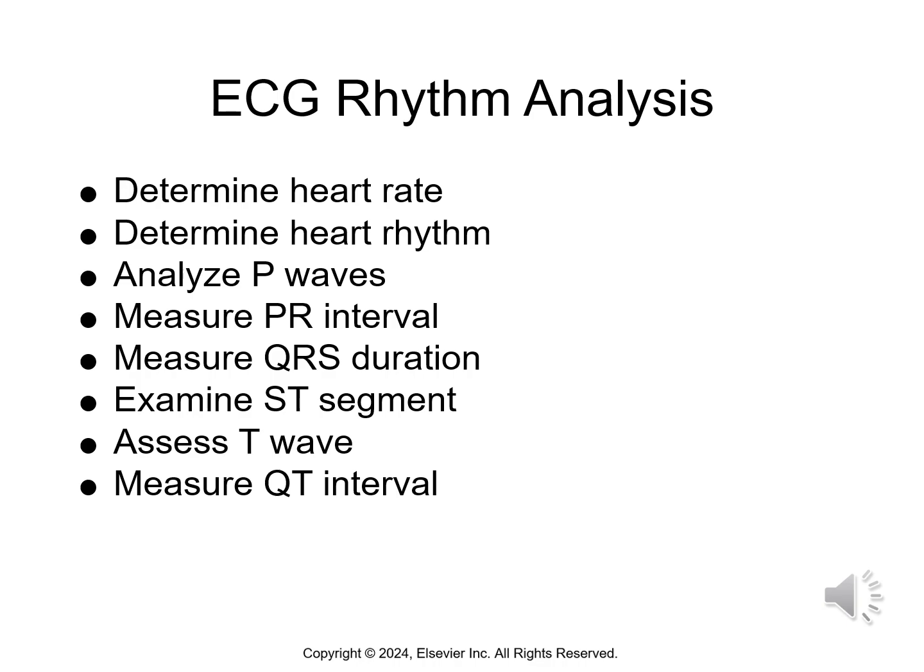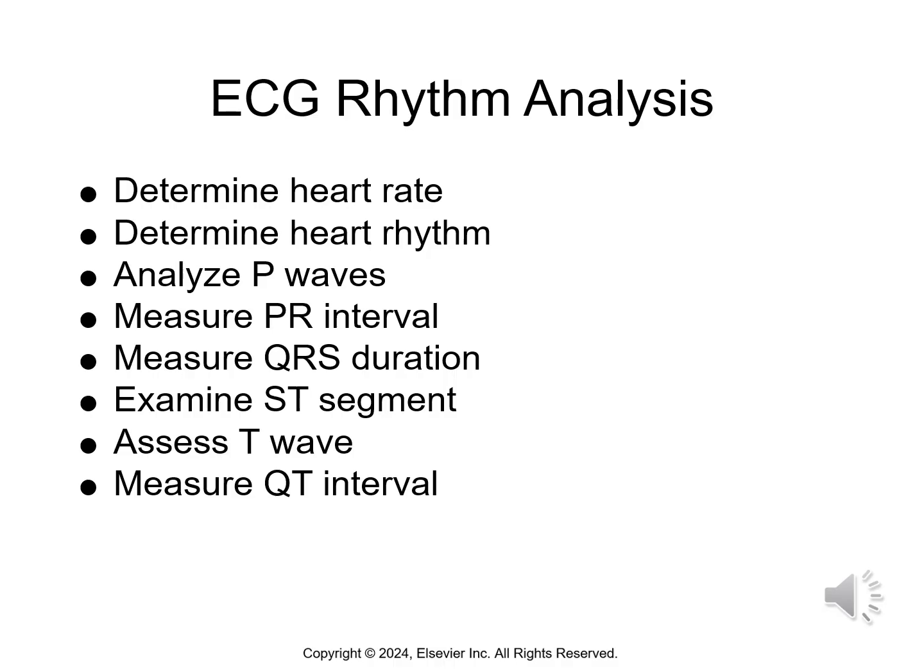We want to consider questions when analyzing the P wave, like: Are P waves present? Do the P waves occur regularly? Is there one P wave for each QRS? Are the P waves smooth, rounded, and upright in appearance? And do all the P waves look similar?